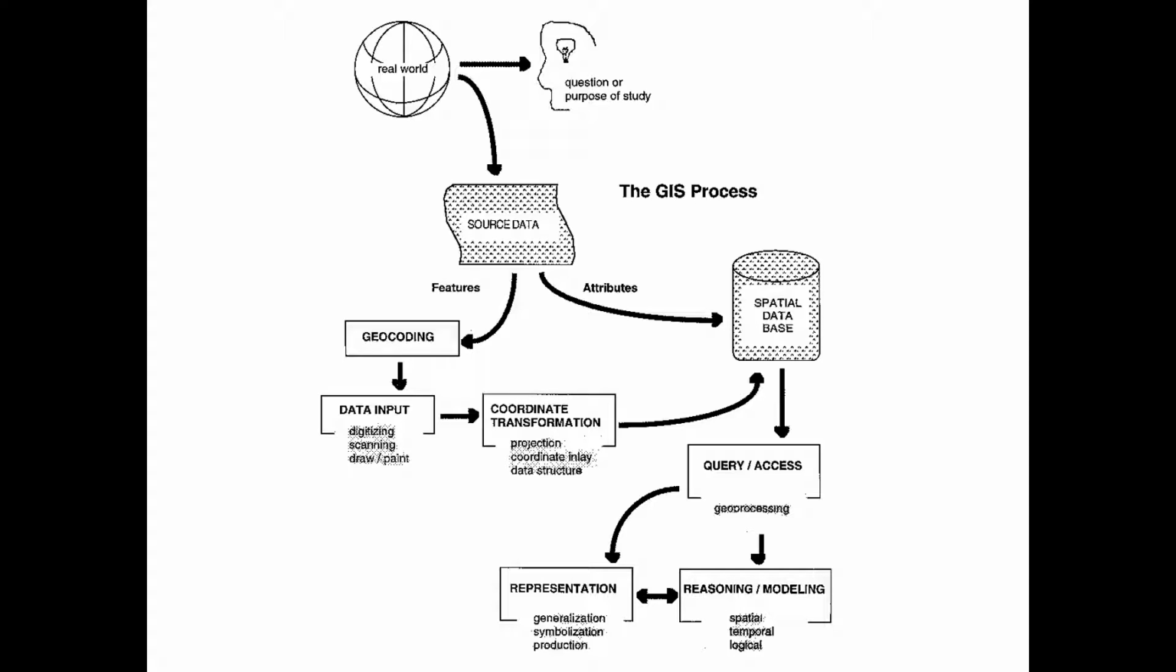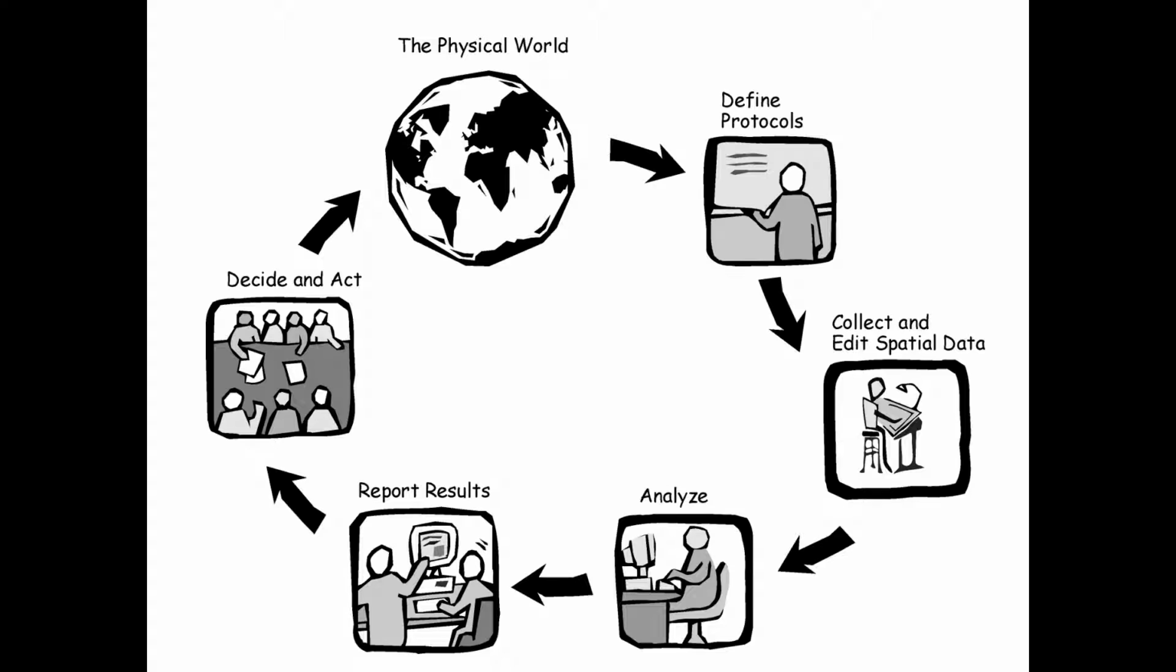Let me see if, maybe we'll come back to that one. This slide's in your book, though. This picture's in your book. So we've got the physical world, and we're modeling it by defining protocols, collecting and editing spatial data, analyzing it, reporting results, deciding, mapping, and implementing those back into the real world. So we're modeling the world in a GIS, and this is the process that we're going through.